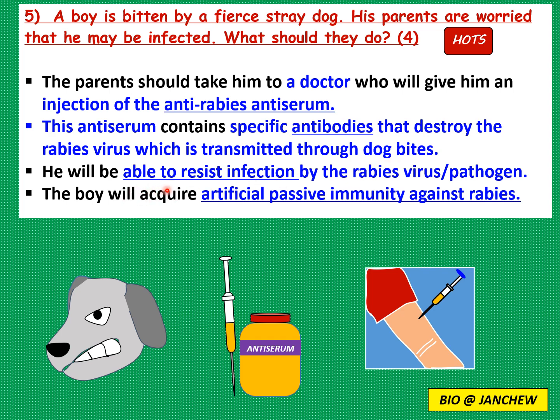Now, after the boy is injected with the antibodies, he will be able to resist infection by the rabies pathogen for a short period of time, because he has a high level of the antibodies in his body. But these foreign antibodies can break down. So the boy is said to acquire artificial passive immunity against rabies. Okay.